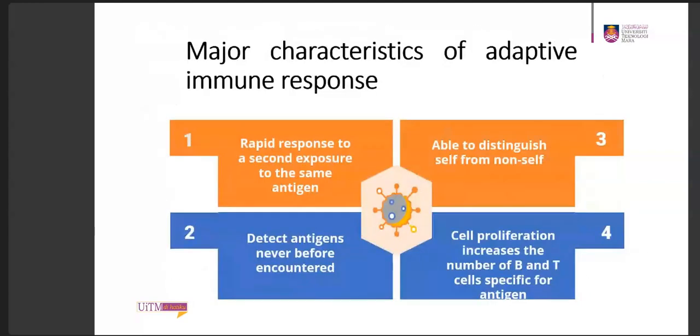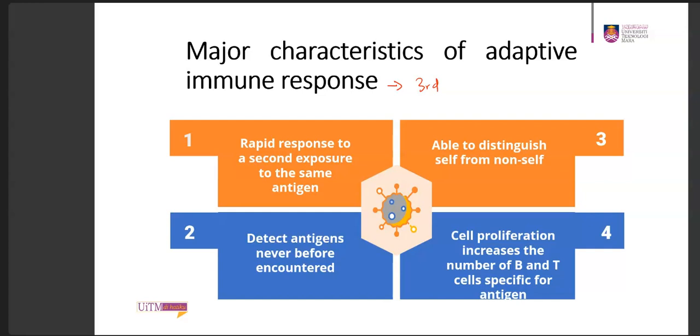So on our last lecture, we stopped at this slide, where we looked at the characteristics of the adaptive immune response. Just to recap, the adaptive immune response is the third line of defense, where your body will protect against the invasion of a specific pathogen.